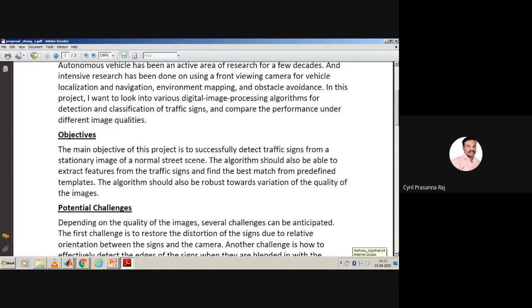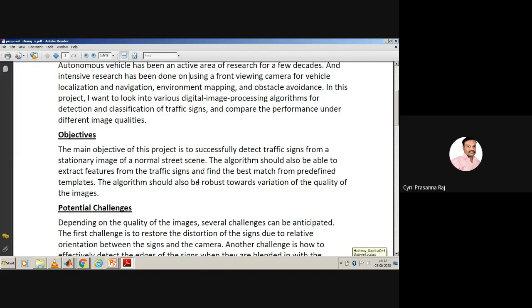The algorithm should be able to extract features from the traffic signs and find the best match from predefined templates. The algorithm should also be robust towards variation of quality of images. Suppose your camera is moving, your vehicle is moving very fast. The camera would have acquired low quality images, or because of climatic conditions, such as rain or light not being very bright, the image acquired will be of very low quality. Even in that presence, your image processing algorithm should be able to tell what the traffic sign is about and caution the driver about it. That is where we have to see how to improvise this algorithm.